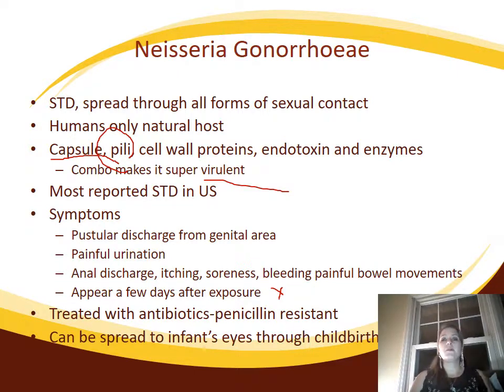Another way that it can be spread, though, is during childbirth. If the mother is infected with gonorrhea, the mucous membranes of the child can become infected because of that crossing of the barrier.